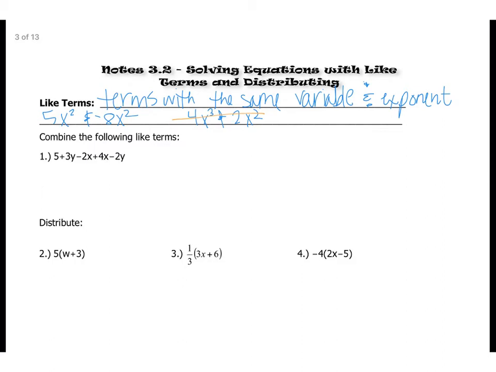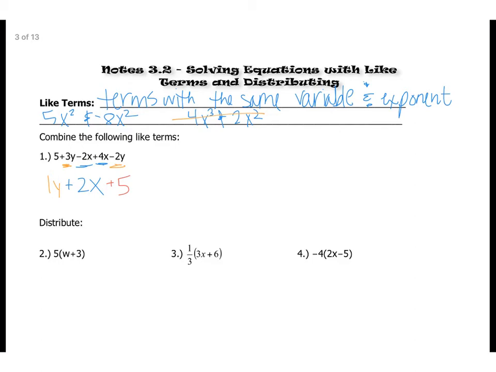So combine the following like terms. We need to find everything that's the same. I have a positive 3y and a negative 2y. If I combine those, I get 1y. Then I have a negative 2x and a positive 4x. If I combine those, I get a positive 2x. And then we have that 5 left over. It's a positive 5, so plus 5. So we combined everything that we could.